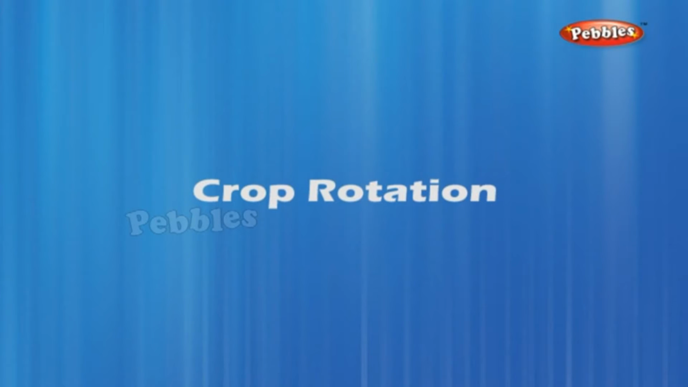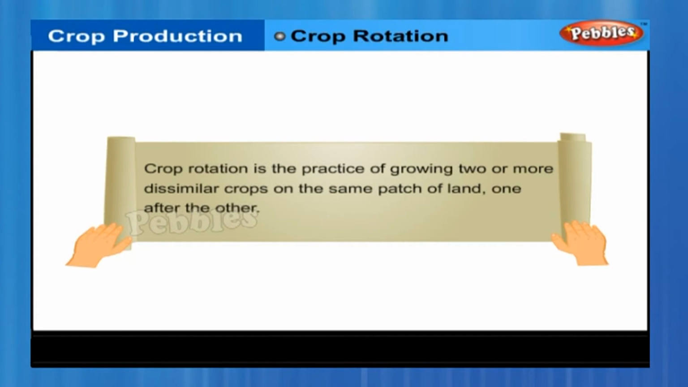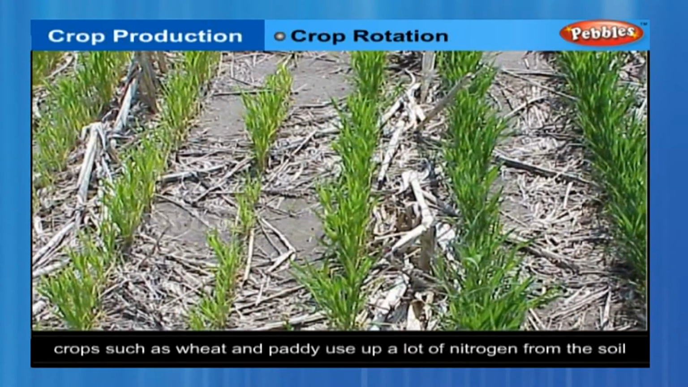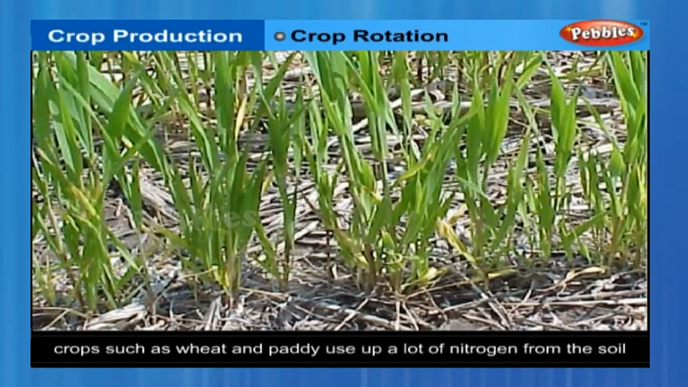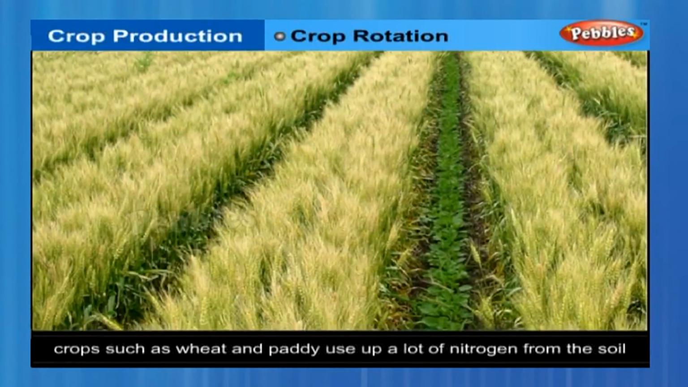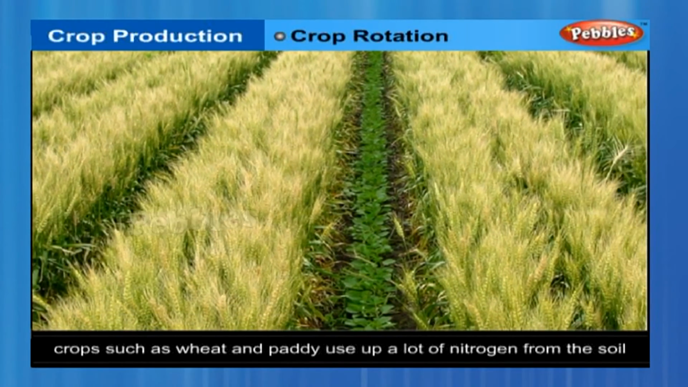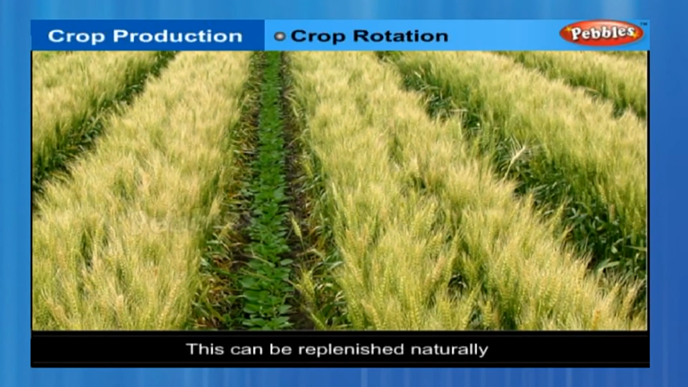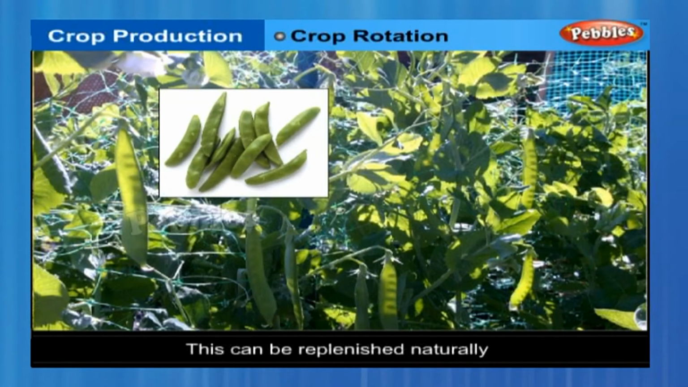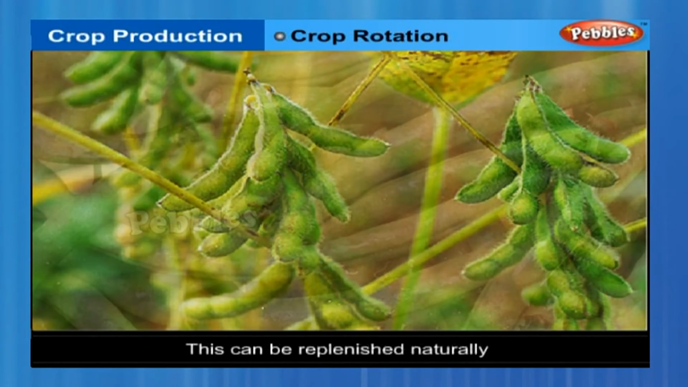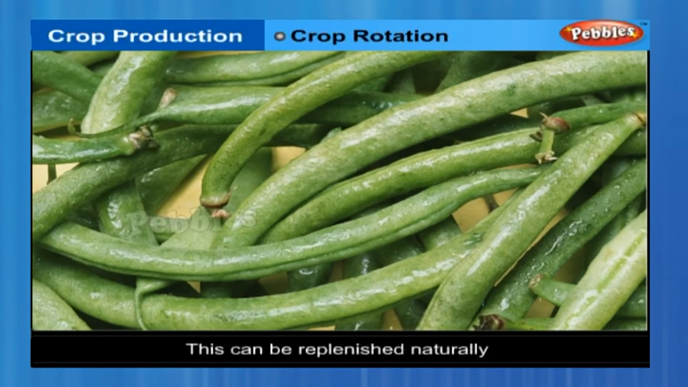Crop rotation. Crop rotation is the practice of growing two or more dissimilar crops on the same patch of land, one after the other. For example, crops such as wheat and paddy use up a lot of nitrogen from the soil. Thus, the soil becomes deficient in nitrogen after the crop is harvested. This can be replenished naturally if leguminous plants such as peas, soya beans, or green beans are sown after wheat or paddy.